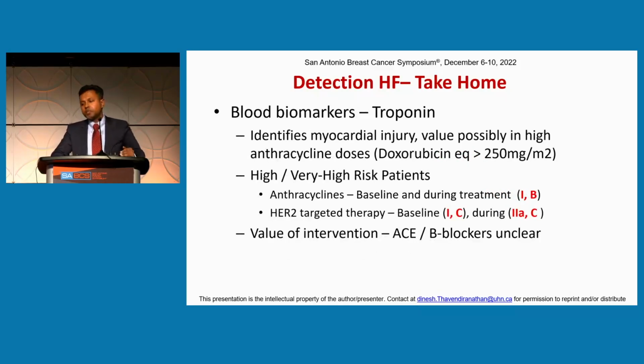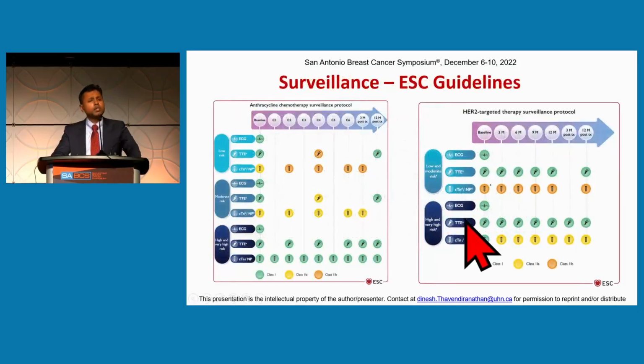From a biomarker perspective, troponin is the method of choice. It identifies myocardial injury, but again in patients who are receiving higher doses of anthracycline. And the current ESC recommendation is in patients at high or very high risk for cardiotoxicity. With anthracyclines, the suggestion is to perform a baseline measurement of troponin and repeat it during treatment. And in HER2-targeted therapies, again, especially in the context of prior anthracyclines, to perform baseline imaging and baseline measurements, and measurements in follow-up. So here are the ESC guidelines.